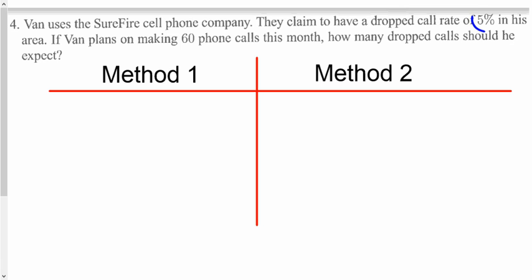Similar setup with this one. 5% of this guy's calls are dropped, so we can make that into 5 over 100 for the fraction. Obviously, we can simplify that. There's a total of 60 calls that he's going to place, so we'll put that on the bottom. We're asking how many of the 60 calls will drop? We can cross multiply now.